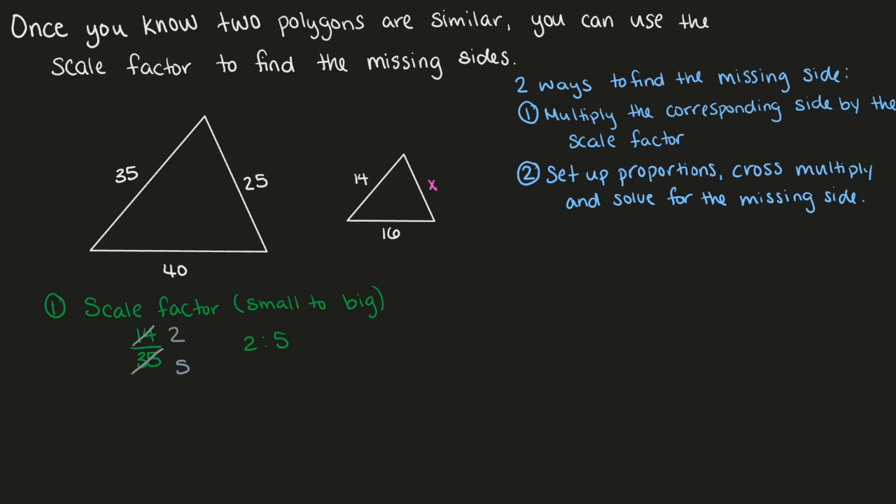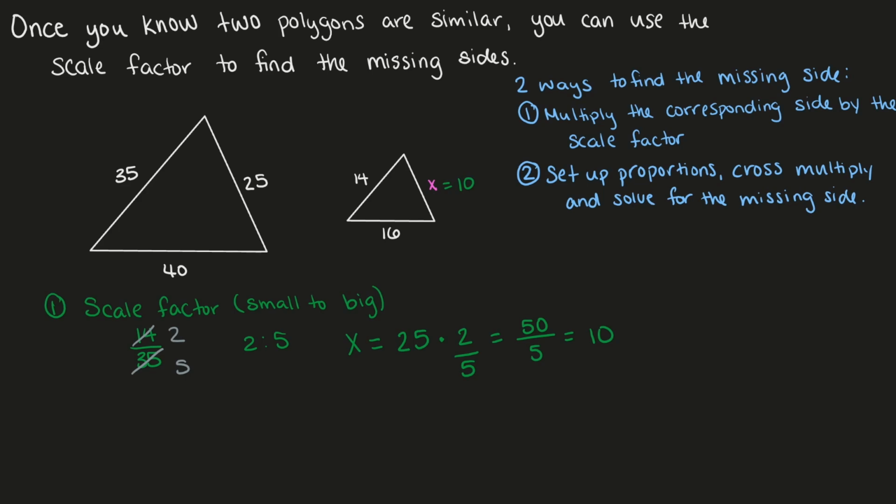So now we know that our x is 2/5 smaller than the corresponding side. So x is going to be equal to that corresponding side, 25, times the scale factor, which is 2 over 5. So that gives us 50 over 5, and x is equal to 10. So that means our missing side is 10. So that's how we use the scale factor.